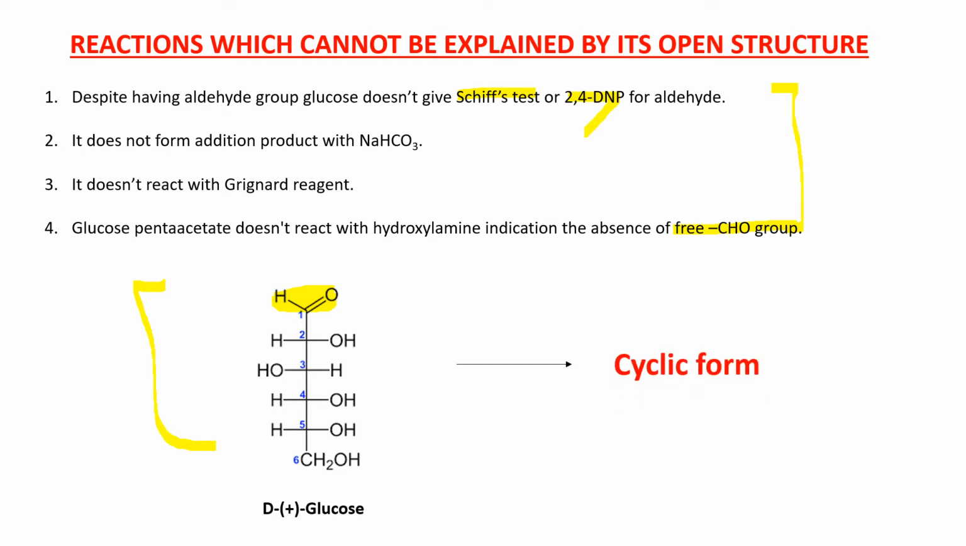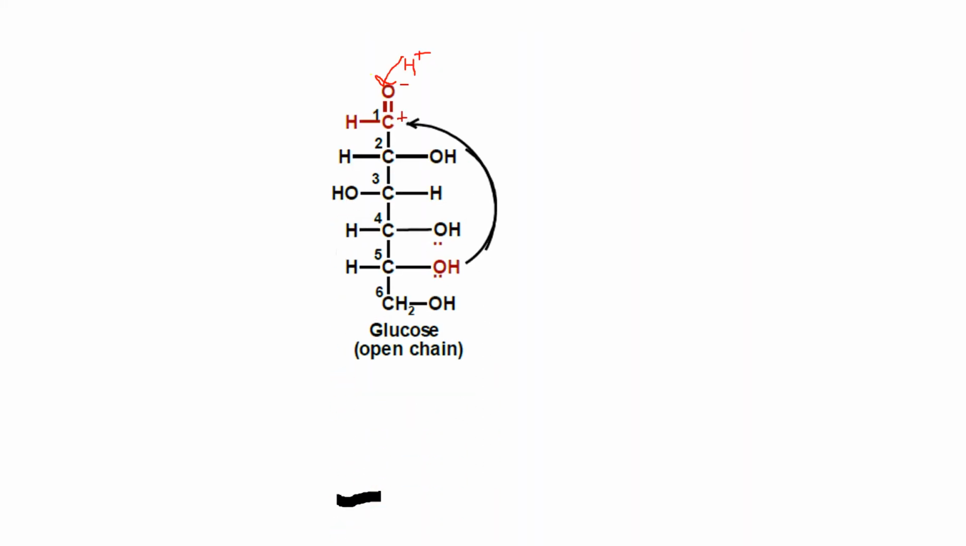That means the glucose is present in its cyclic form and not in its open structure. Now we will see what happens in the cyclic structure of the glucose, due to which the free aldehydic group or open chain structure reactions are not shown by glucose.